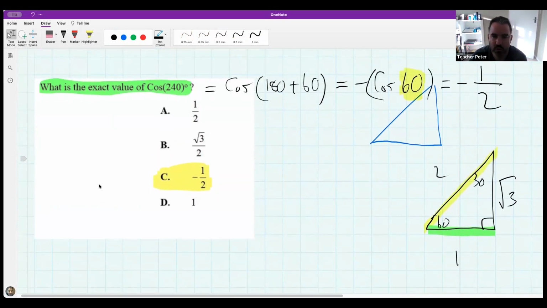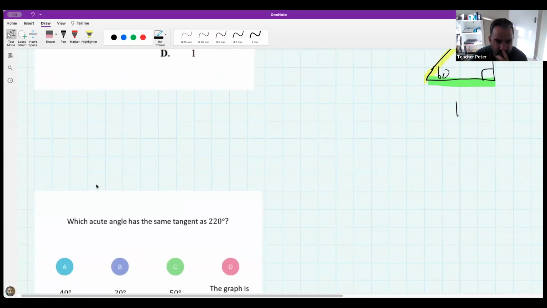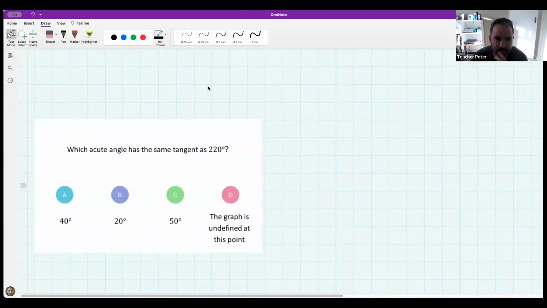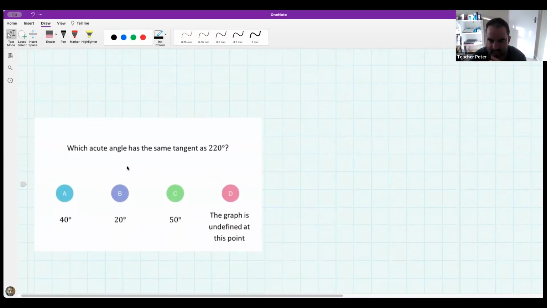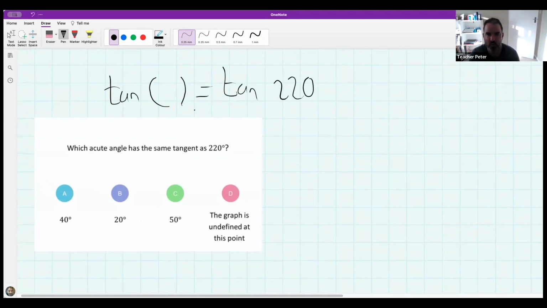All right, so that's a basic idea of a question. Let's try and do this one. Which acute angle has the same tangent as 220 degrees? A, B, C, or D. Now, when they say tangent, they mean which angle less than 90 has the same value. So the tan of what equals the tan of 220 is another way of phrasing this question, where you're trying to figure out what that thing is. Tell me which of the four you think it is.